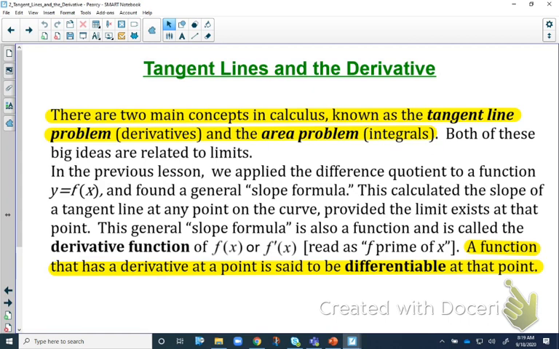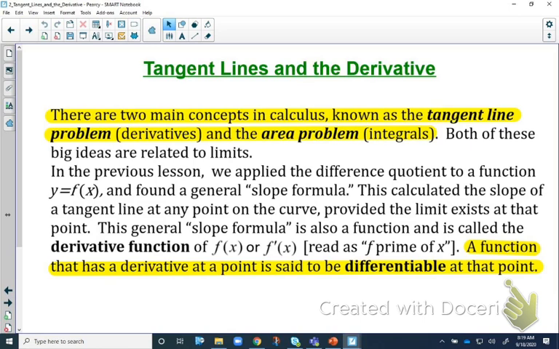In the previous lesson, we applied the difference quotient to a function, y is equal to some function f, and found the general slope formula. This calculated the slope of the tangent line at any point on the curve, provided the limit exists at that point. So this next bit here, this is something that I probably should have highlighted, but for some reason I didn't highlight it.